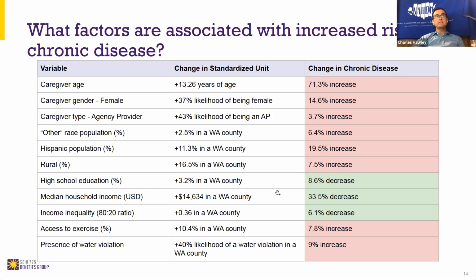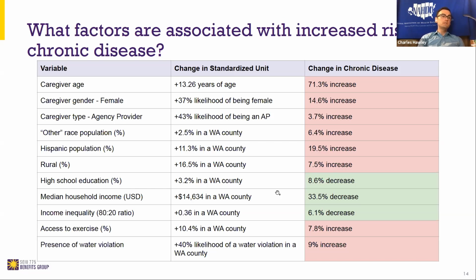Here what we're presenting is some of these variables from the model. I want to note one thing as you are looking at this first and foremost. You'll notice that there are differences in the units of analysis across these variables, and that's baked in. Some of these are at a caregiver level or individual level, and others are at the county level. But even at the county level, the units are different. So we have percentages, US dollars, a ratio, and a yes or no presence of water violation.